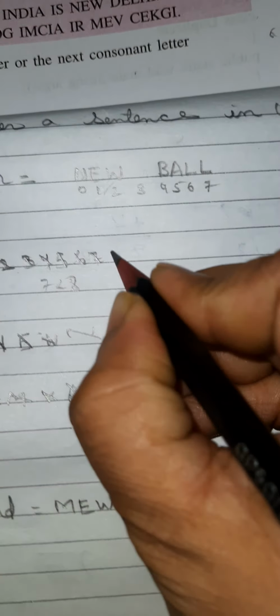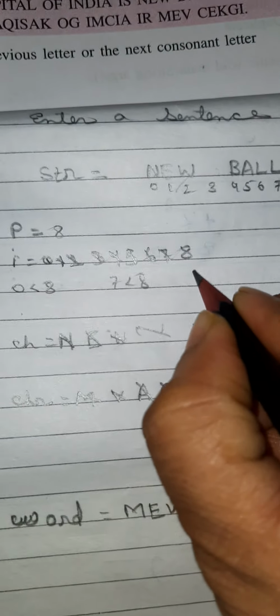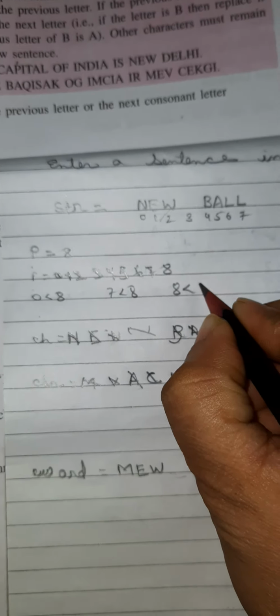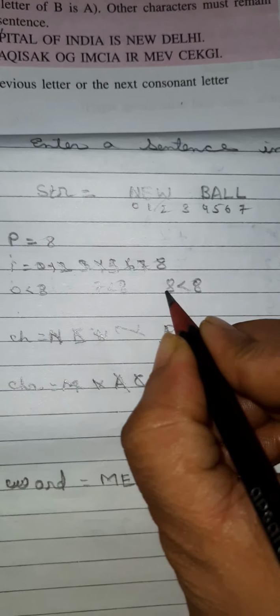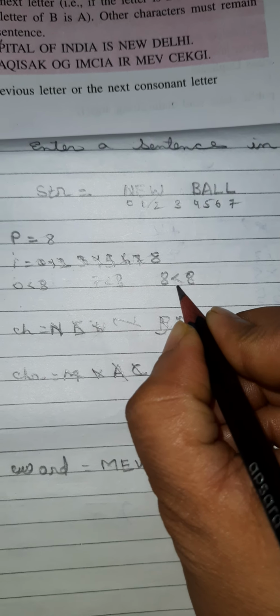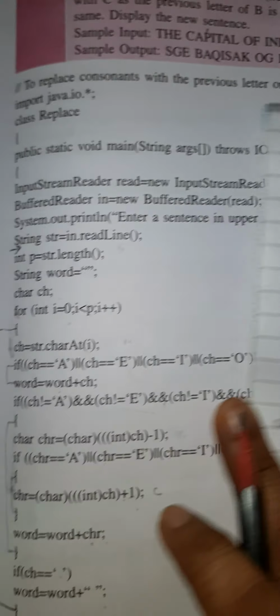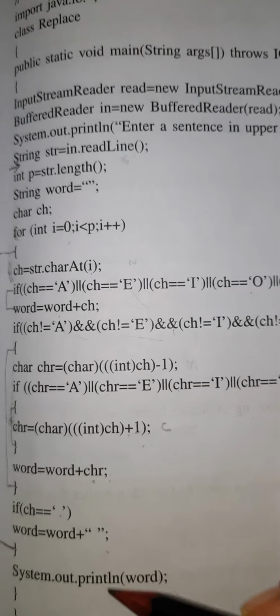Now I is 8. So 8 is not less than 8. Condition is false. So it will come out of this loop and it will display this word.